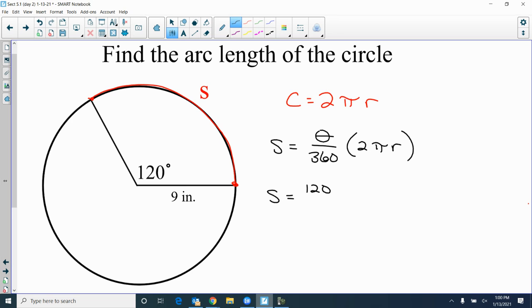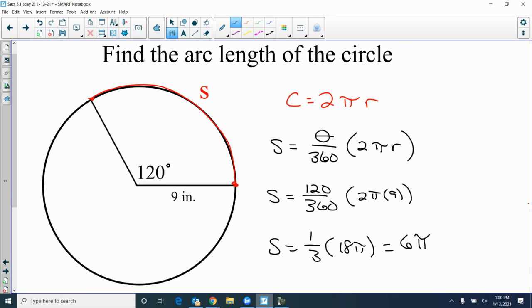So I got 120 over 360 times 2 pi times 9, which is 1/3 times 18 pi, which is 6 pi. Now I'm going to show you how to do it the other way in a minute, but right now, we're just going to leave it at that. That's 6 pi.